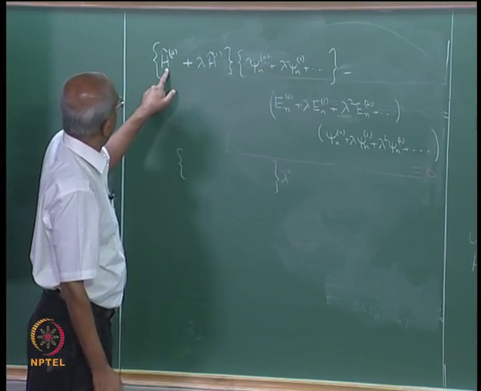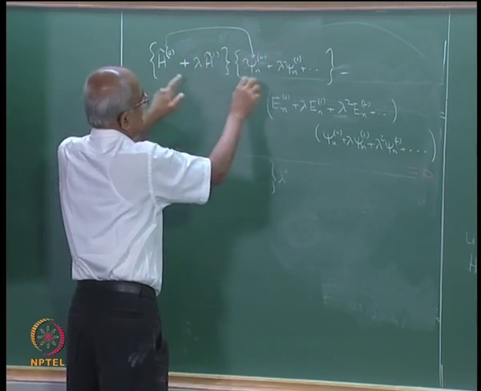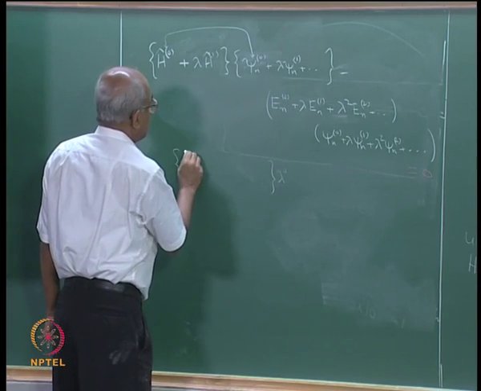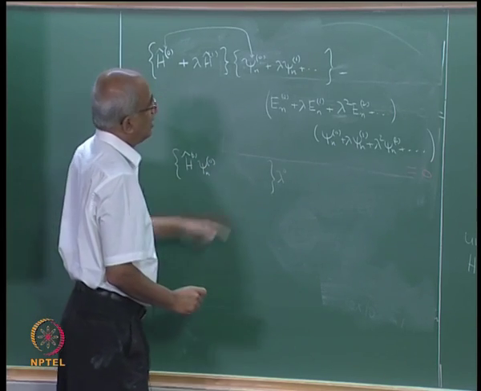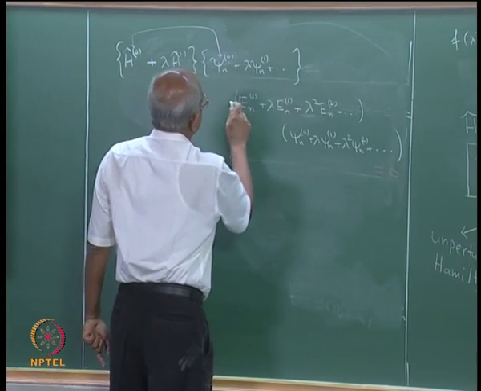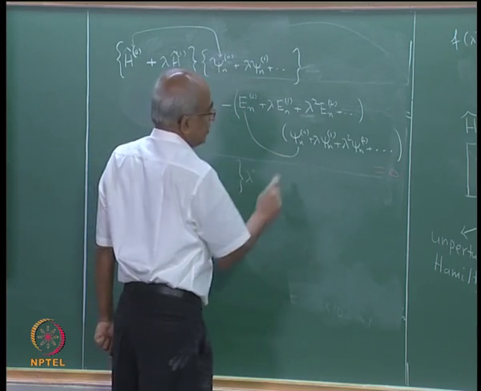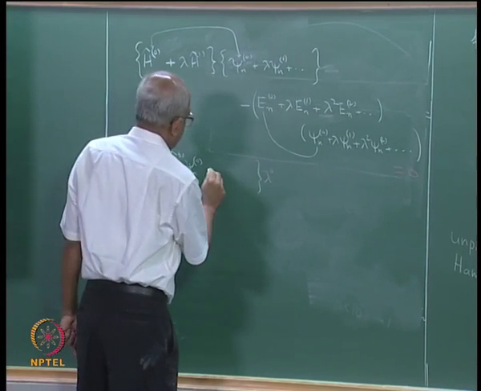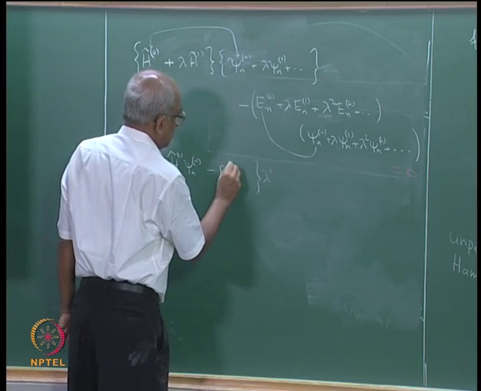From here, this into that is going to give me a term that does not depend upon lambda. So, H0 operating upon psi n 0 is one term, and from here you see this is occurring with the negative sign, because I should not forget the negative sign, let me put it here. So, this into that is going to give me a term that is independent of lambda. Therefore, the first term will be H0 psi n 0 minus E n 0 psi n 0.